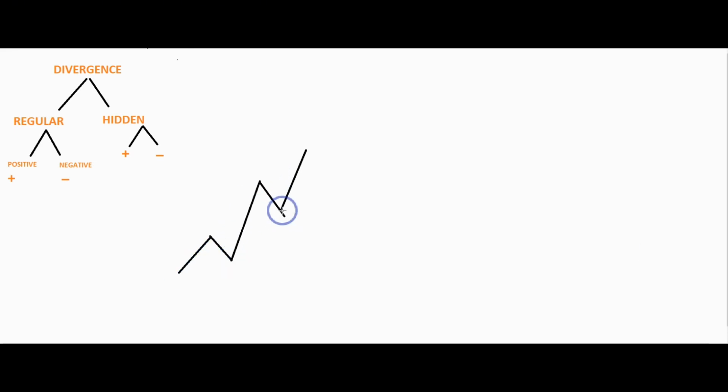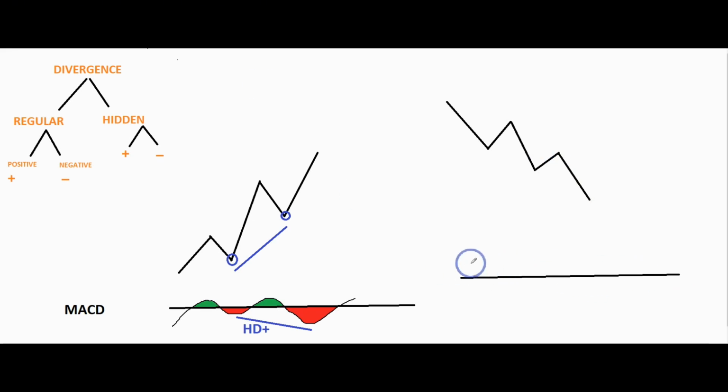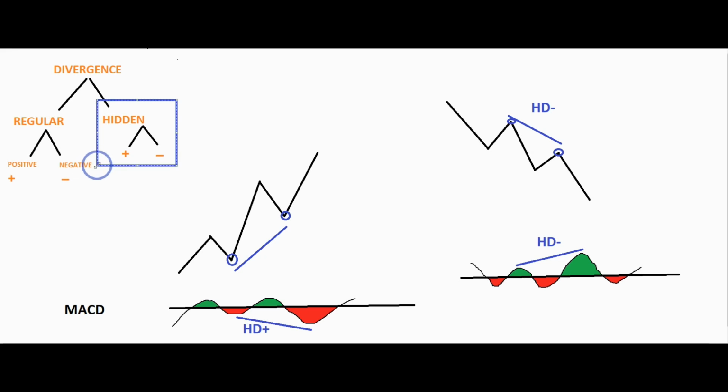Here, I have an uptrend, and I'm showing a hidden positive divergence, where the lower price low is connected to a higher low, and in the MACD, the higher low is connected to the lower low. Here I have a downtrend, and I'm showing a hidden negative divergence, where the higher price high is connected to a lower high, and in the MACD, the lower high is connected to the higher high above the zero line. Therefore, as you can see, hidden divergence forms throughout the trend.